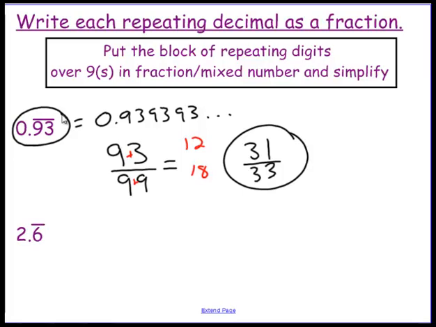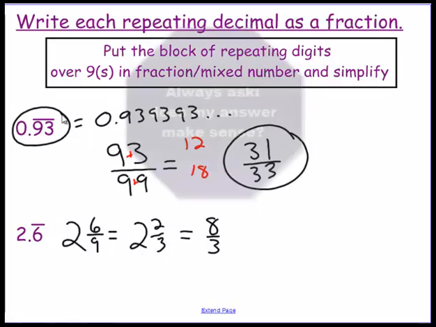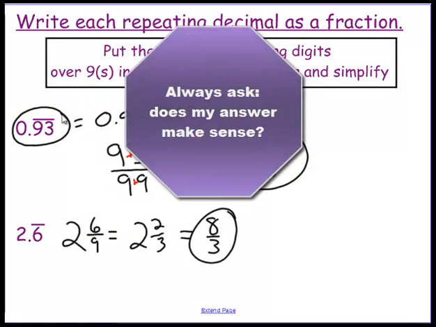2 and 6/10 repeating. Notice there's only one repeating digit, so this would be 2 and 6 over 9. I only need the 1 9 because I have the one repeating digit. Same rules apply. Need to reduce, and then of course need to make it into an improper fraction to prove that it is actually a quotient of two integers, where we keep coming back to that same idea of A over B.